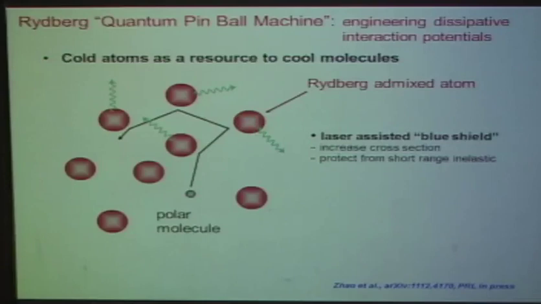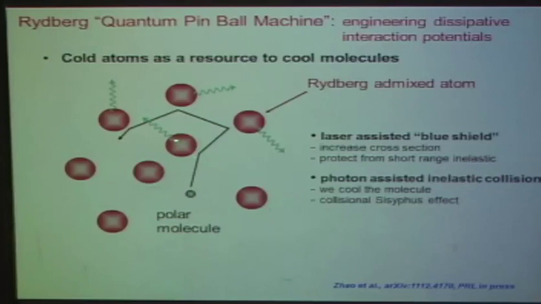So the blue shielding means that an atom is excited to a Rydberg state conditional on a molecule coming close to the atom itself, and this can increase the atom-molecule cross section by maybe a few orders of magnitude and also protect from short-range collisions. We can also maybe try to engineer ways to provide photon-assisted inelastic collisions, in such a way that every time an atom and a molecule encounter each other, we have excitation of the atom to a Rydberg state and then spontaneous emission from the excited state, and a photon takes away the collision energy. So we have a combination of sympathetic cooling and Sisyphus-like cooling.